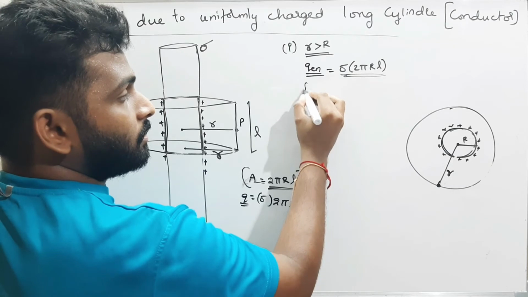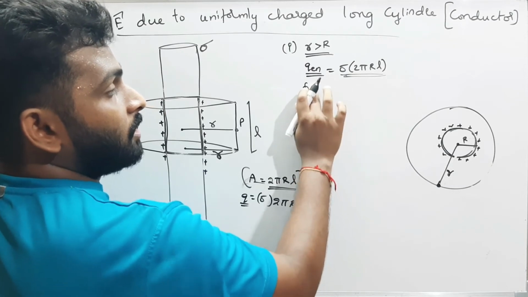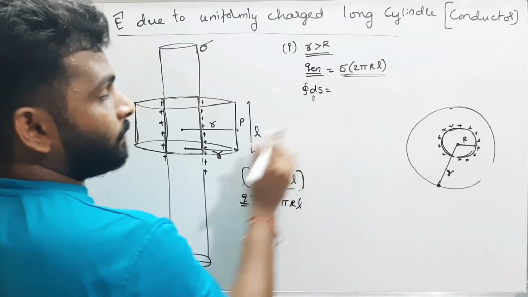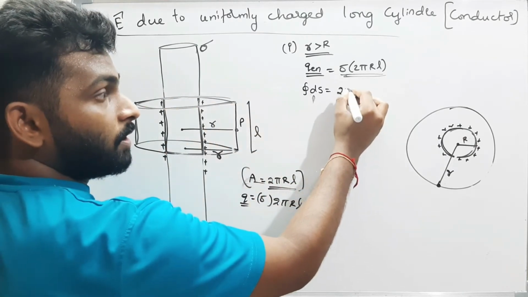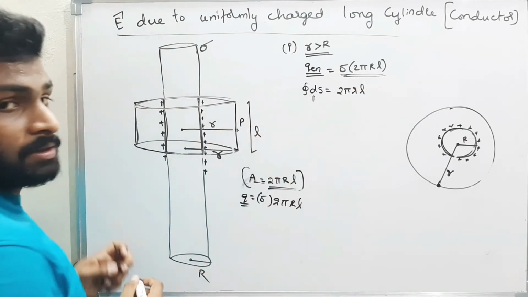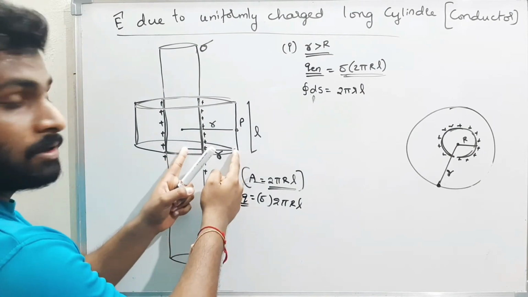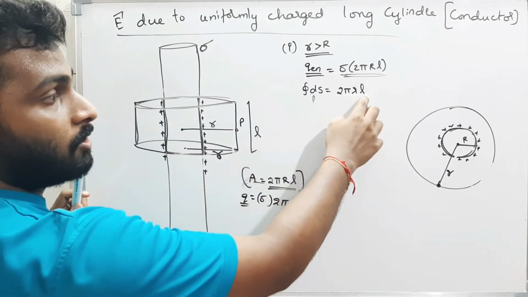Now what is the area of the Gaussian surface? What is this cross-section area? That is 2 pi small r into L. The radius of this Gaussian surface is smaller, right? Therefore, 2 pi small r into L.